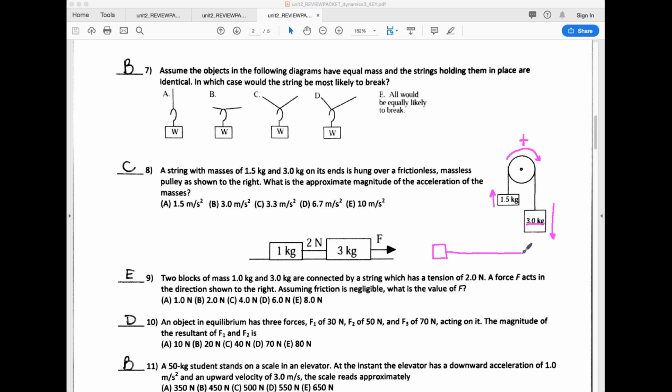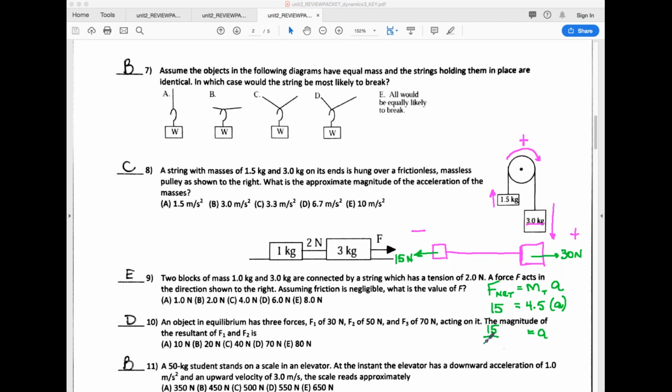So now I'm going to just conceptualize this in my head and call everything going this way positive, everything going this way negative. And I'm going to put some numbers in here for the weight. I'm going to use g as 10. That means that there's 30 newtons of weight pulling that way and a smaller 15 newtons of weight pulling to the left. And so for question number 8, the net force in the system is 30 minus 15 newtons. If I just write out Newton's second law, the net force is the total mass times the acceleration. This is going to be 15. The mass in the system is going to be 4.5.